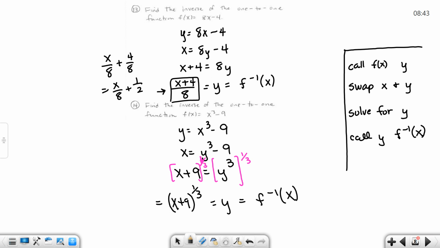Now, to the 1/3 power means the same thing as the cube root. So you might see that written either way.